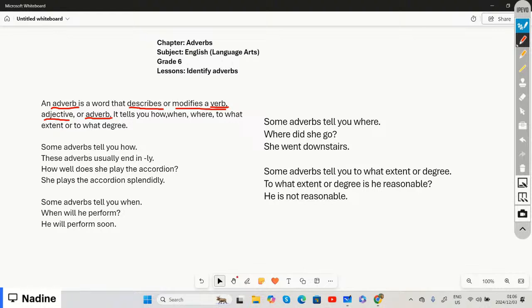And when it comes to adverbs, right? Then an adverb, it tells you either how something is being done, it tells you when something is being done, where it is being done, to what extent, or even to what degree. That is adverbs. It tells us how something is being done, when, where, to what extent, or to what degree.